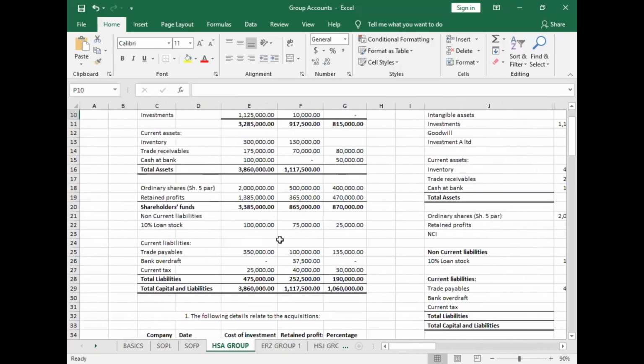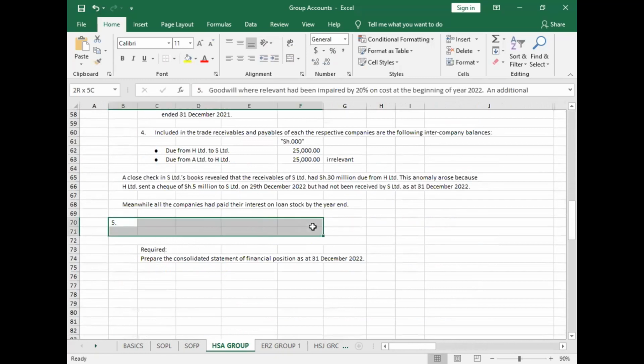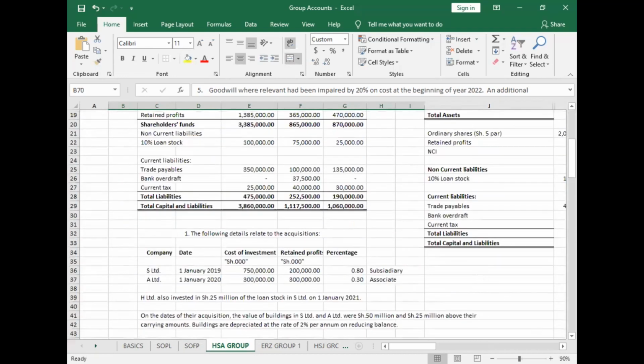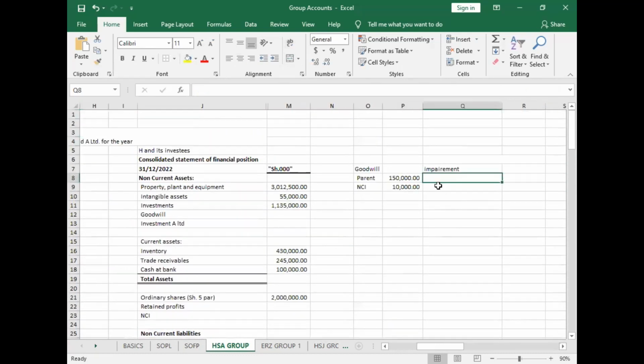Here we've been told in additional information number 5. So it is here, but it is slow. Let me unmerge it and merge it here. Goodwill, where relevant, has been impaired by 20% on cost as at the beginning of 2022, and an additional impairment of 20% of the initial cost for the year. So twice. So equal 0.2, you multiply by the goodwill.